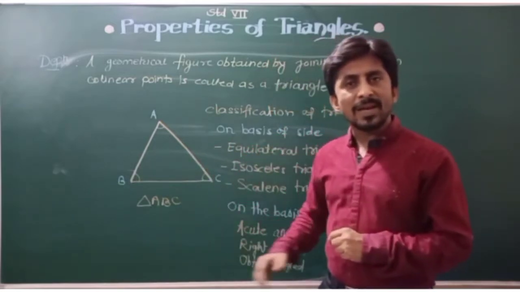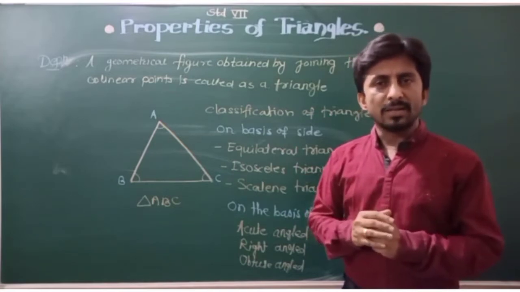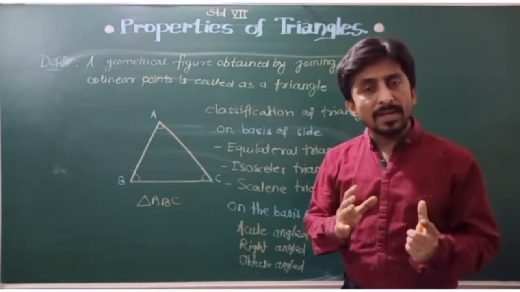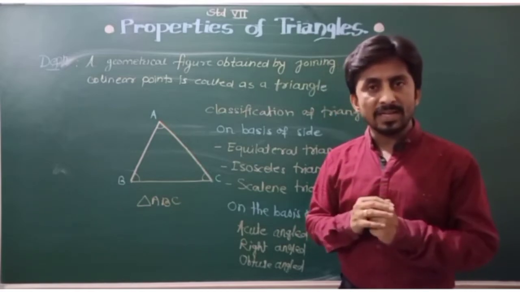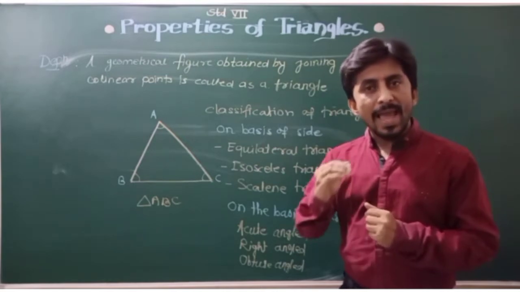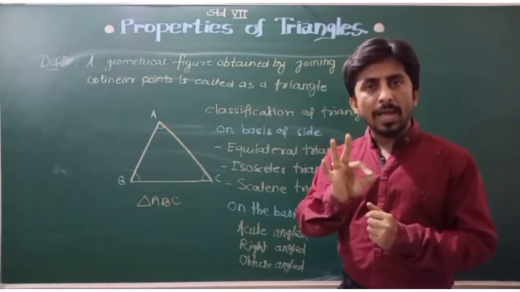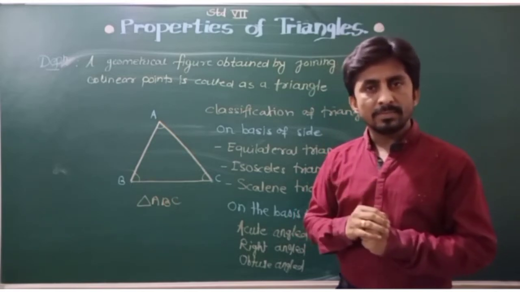Now come to the second type. On the basis of angle, acute angle triangle. You know that if an angle measures less than 90 degrees, that angle is an acute angle. From the name itself, you come to know that in an acute angle triangle, all angles of the triangle will measure less than 90 degrees. Okay.